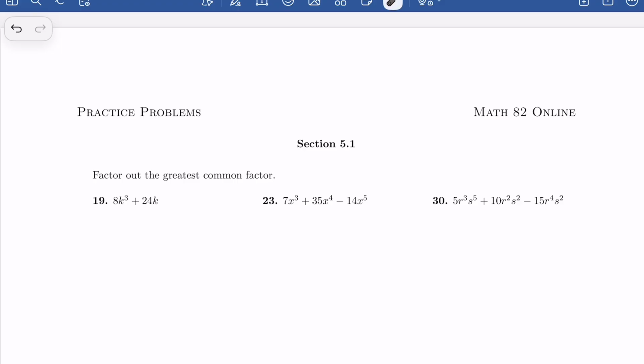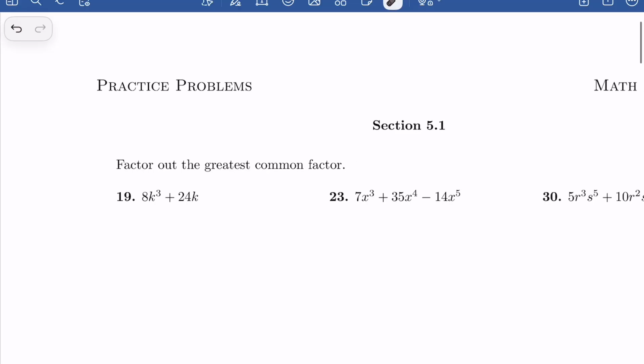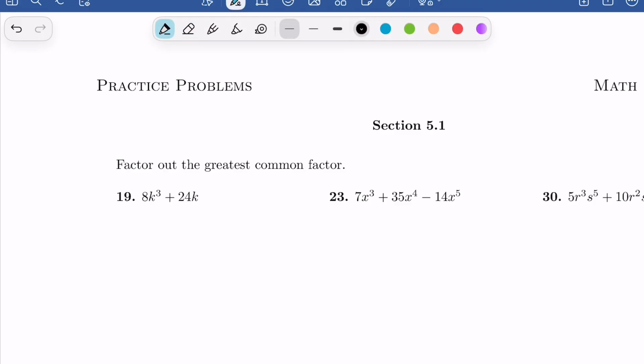We want to factor out the greatest common factor from each of these polynomials here. In order to do that, we need to pull out the greatest factor that each term has in common in our polynomial expression. So let's look at this first one here, and you might be able to tell right off the bat what factor these guys have in common.